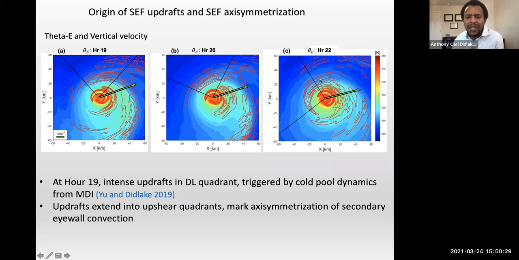We're getting ready to submit a paper that shows PV analysis that is pretty convincing for how, from this rainband convection point of view, you have this stratiform to convective transition in the downshear left quadrant that is the main source of the PV that eventually gets axisymmetrized around the entire storm.